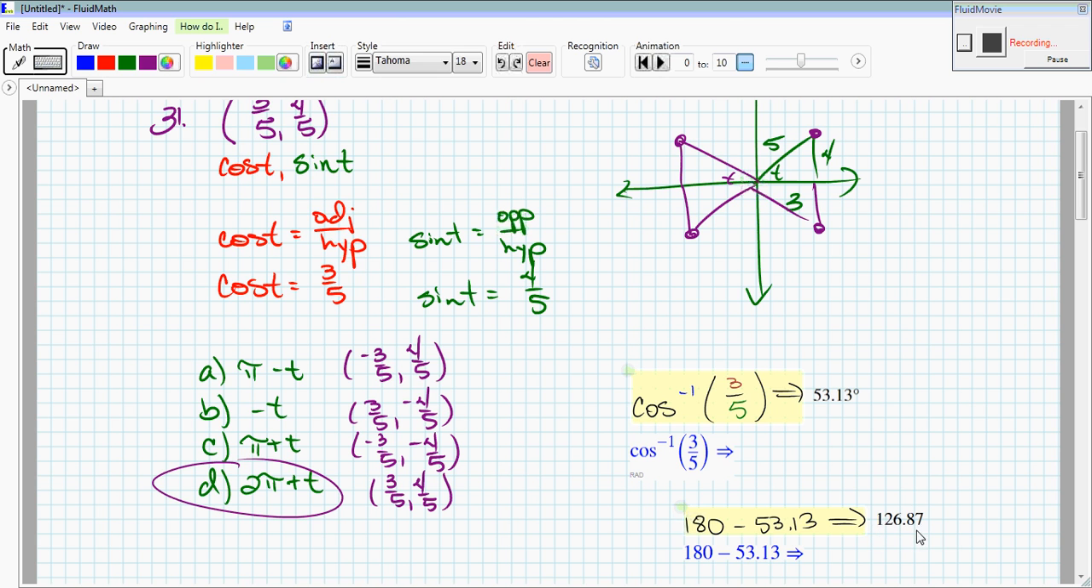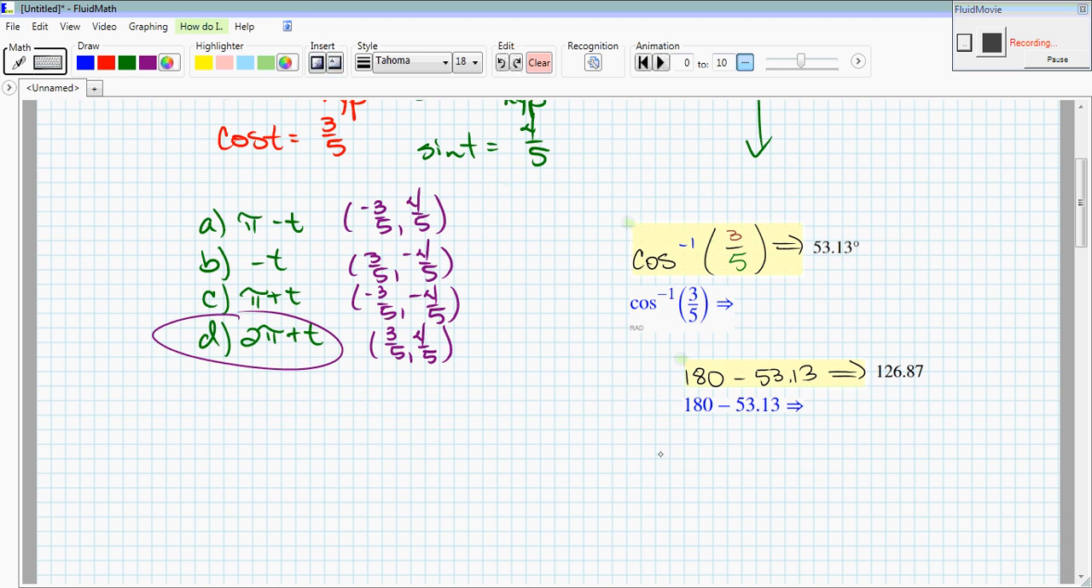It would give us 126.87, and according to what we decided, now the cosine of that should be equal to a negative 3/5, and it's going to be an approximation because we did round here. Well, we get to negative 3/5. So you could have found t either in terms of radians or degrees, and then found these corresponding values for sine and cosine.